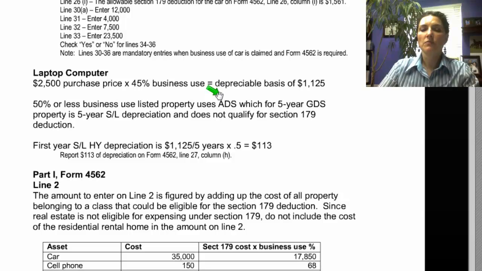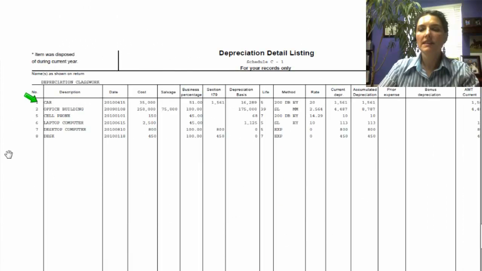And so we will find that the first year depreciation is going to be $1,125 divided by 5 years, multiplied by the half-year convention, or 50%. So first year depreciation on that laptop is ultimately going to be $113. So let's take a look at the depreciation schedule that we prepared for the Schedule C. We've listed the assets in service on that business: the car, the office building, the cell phone, the laptop computer, the desktop computer, and the desk.